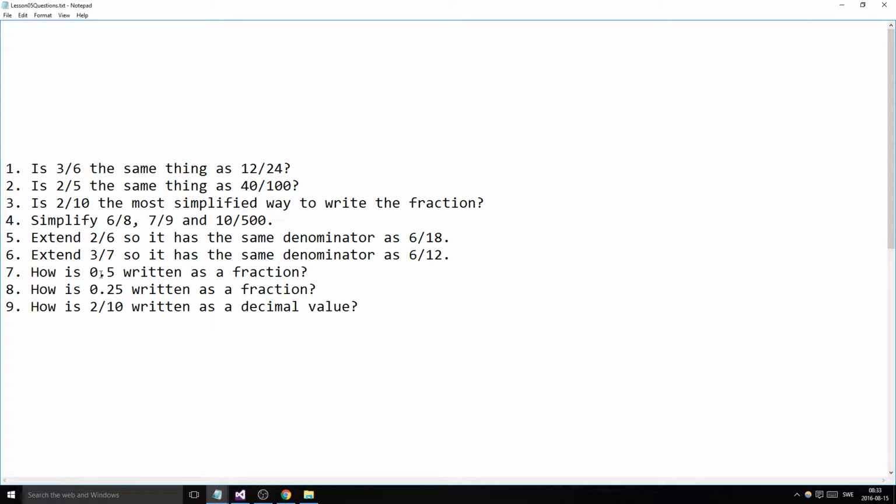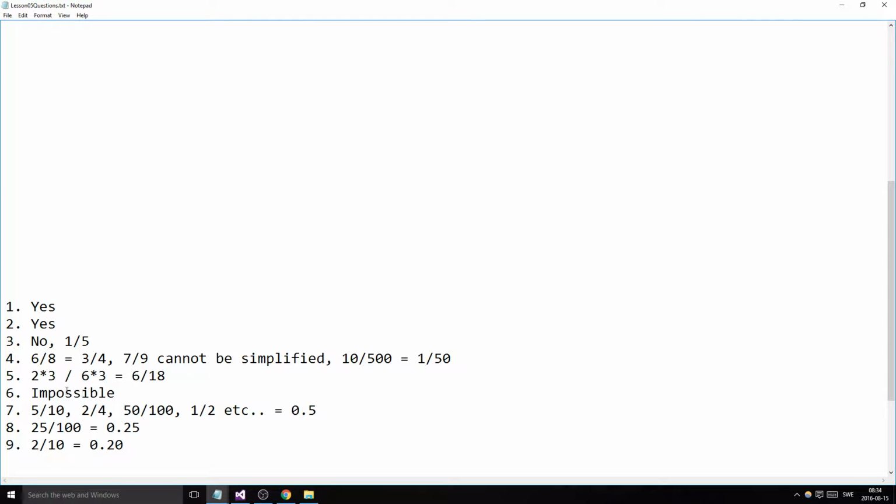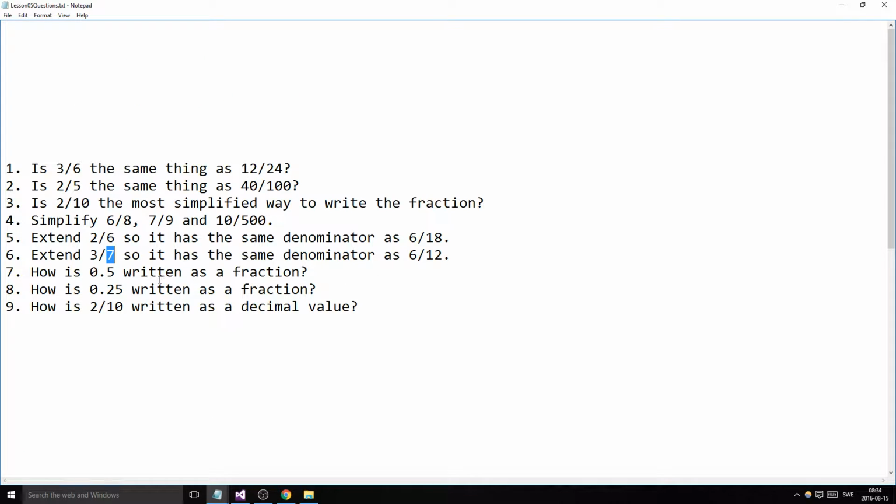Extend 3/7 so it has the same denominator as 6/12. It is impossible because we cannot get 7 to become 12. There is nothing we can multiply 7 with to make it 12. So this is something that is impossible. 3 could become 6, of course, with 2. But if we multiply 7 with 2, it would give us 14. So this is impossible. You don't want to do that.